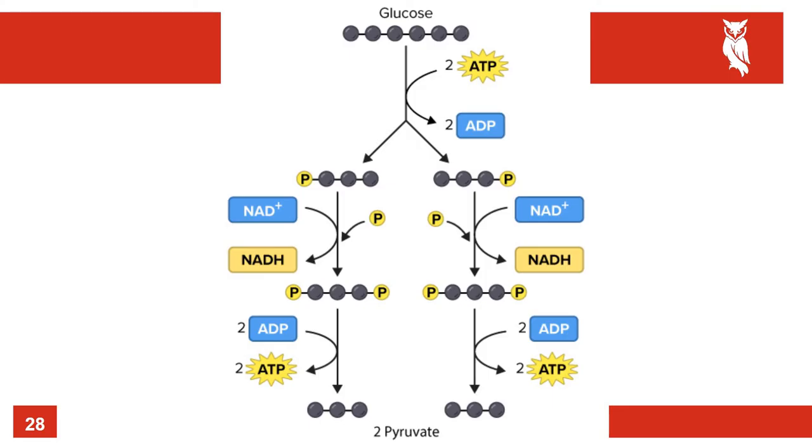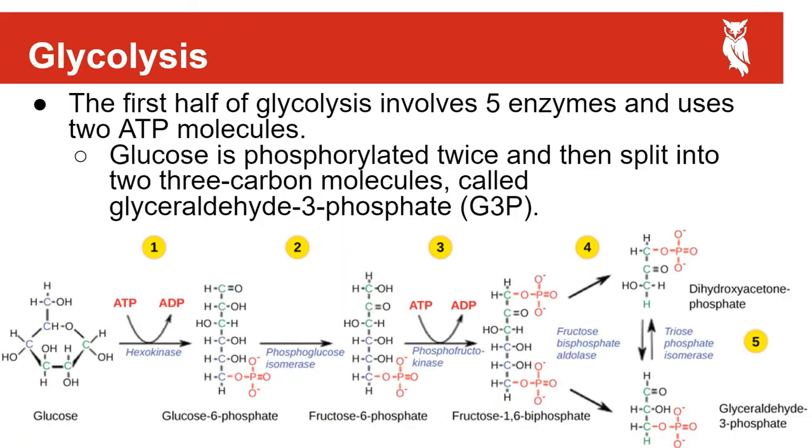So in between here and here, even though in this picture it shows it as 1 step, it's actually 5. When we look at the overall picture, it looks really, really simple, but it's actually much more complicated than that. Okay? But as you can see here, we phosphorylate it twice.